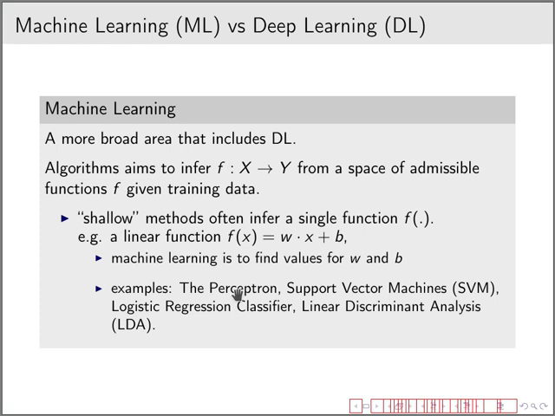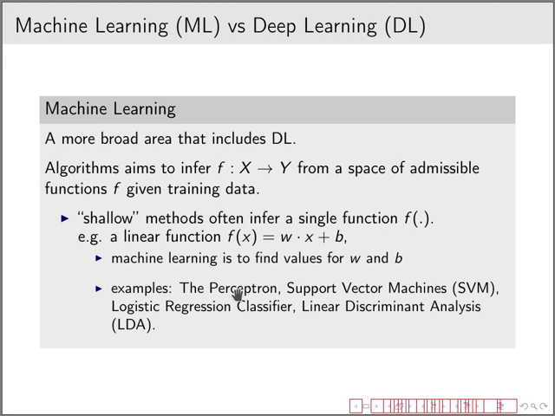In machine learning, algorithms aim to infer f, the function that I just described, from a space that is the input space x to a space that we call output space y. The algorithms are responsible for finding f, selecting from a space of admissible functions. The admissible functions are functions from, let's say, a set that we are going to draw. One of the functions that we can use, for example, are all linear functions.